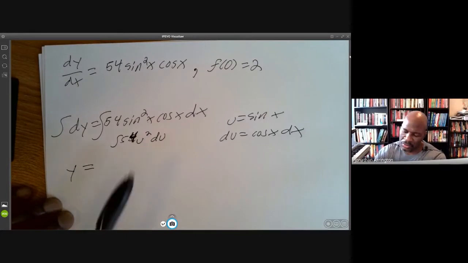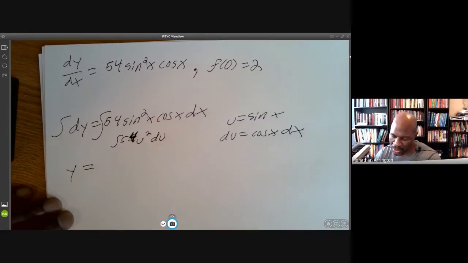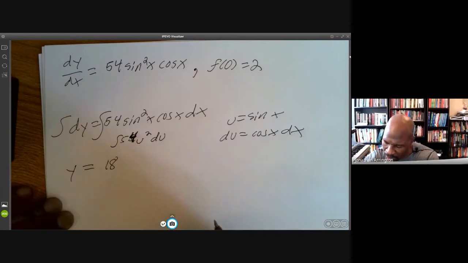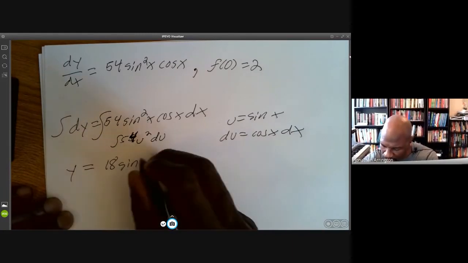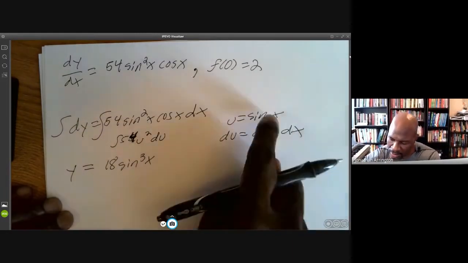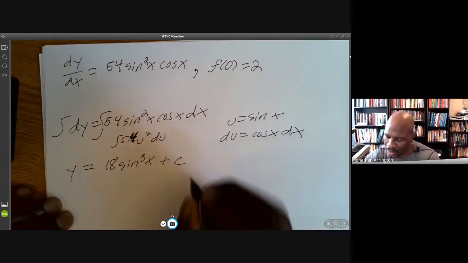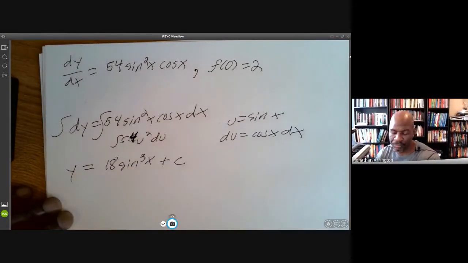And so the integral of u squared is u cubed over 3. And divide 54 by 3, that'll be 18. So it's going to be 18 u cubed that is the integral. So it's going to be 18 sine cubed x, since u is sine x, plus some constant. All right, so that's the integral.